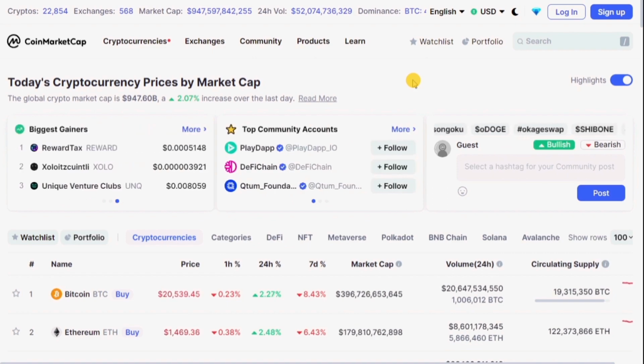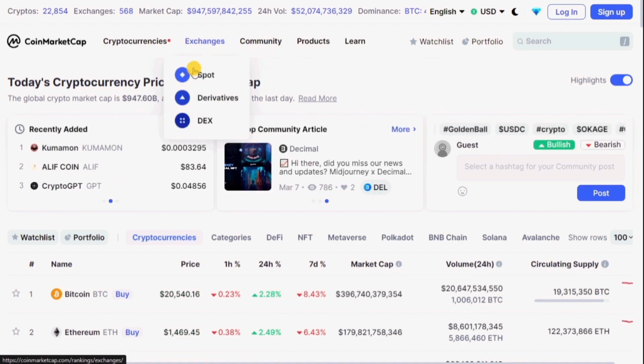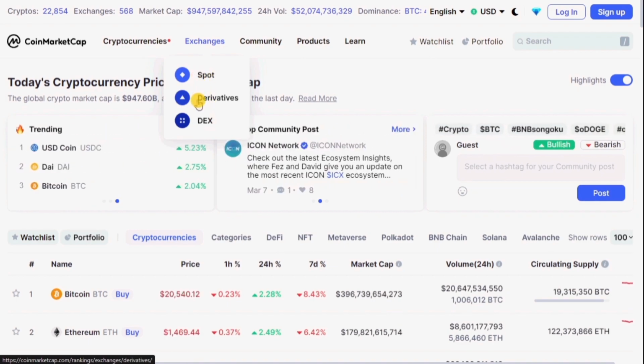Next are the exchanges, which are for spot, derivatives, DEX, which I'm going to talk about later on. There are lots of things which I want to talk about later on, because if I want to make a video and talk about all of these things, it's going to be hours of video, and you cannot even tolerate that. So everything comes at the right time.